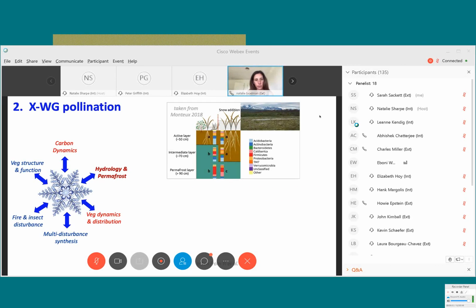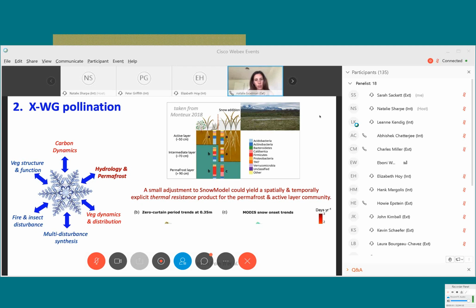Next slide. John Kimball showed us on Monday work from his own group from Yi et al. 2019, relationships between the timing of the zero curtain and how that's changed over time and how it relates to snow onset trends. And that is a really nice example of how we can provide something similar. We can certainly provide snow onset trends, but also different snow variables that you can't get so easily, or in some cases at all, from satellite sensors.